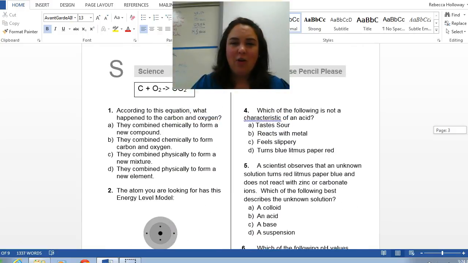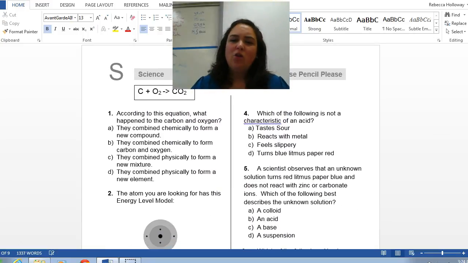Let's take a look now at question number 4. Which of the following is not a characteristic of an acid? A, sour taste, or tastes sour. B, reacts with metals. C, feels slippery. Or D, turns blue litmus paper red. Which of the following is not a characteristic of an acid?